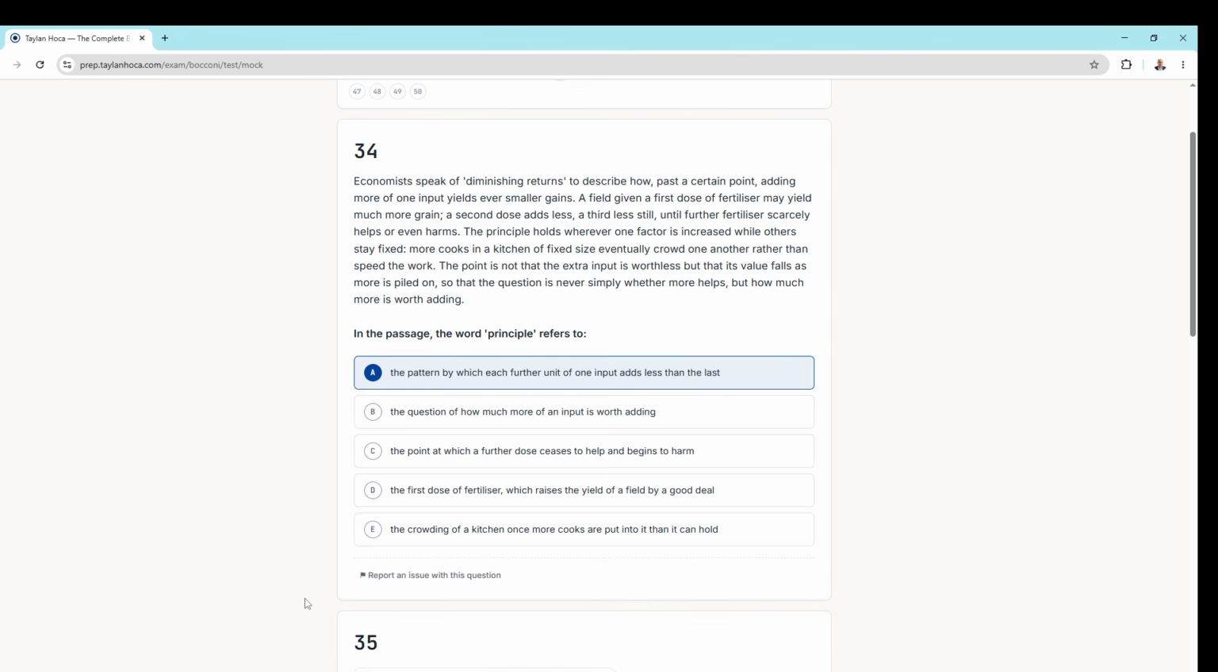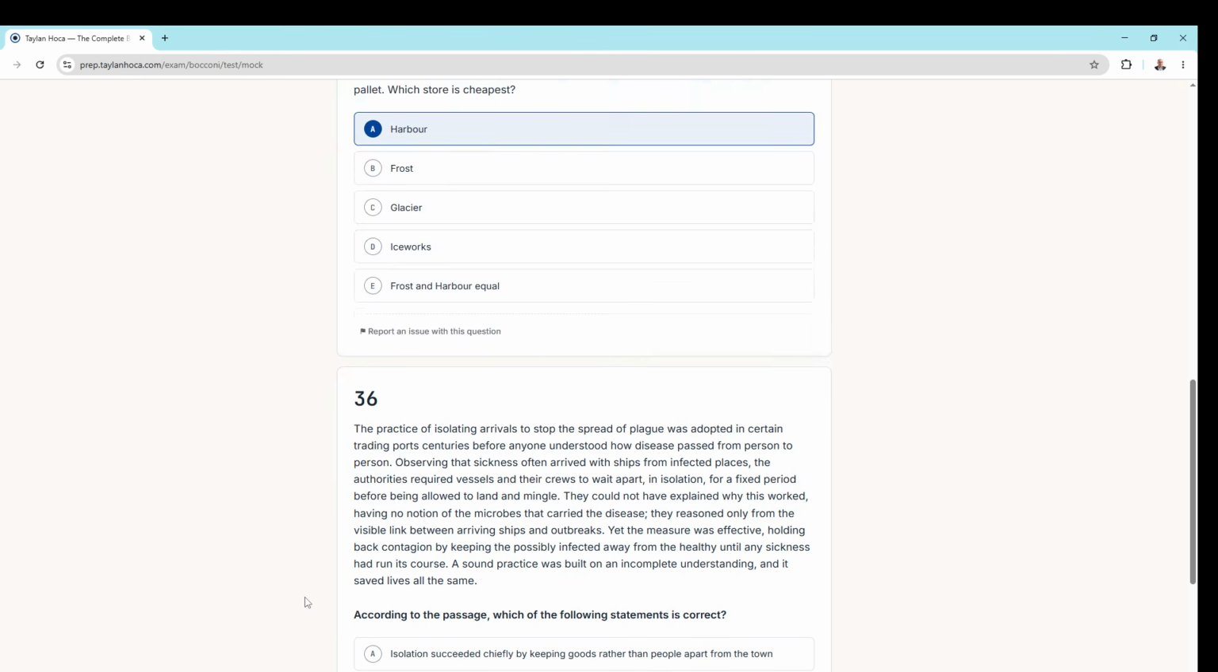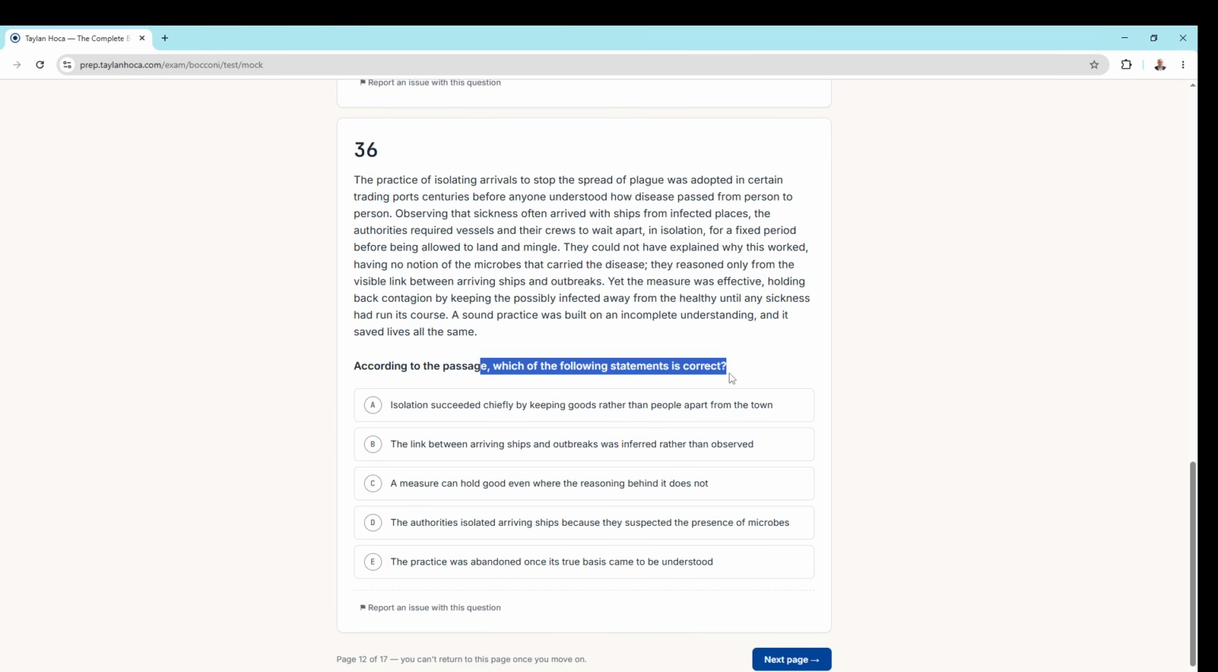All right. So if there's a specific word, then look for it and look where it was referred to first. All right. So which of the statements is correct? Isolating arrivals.